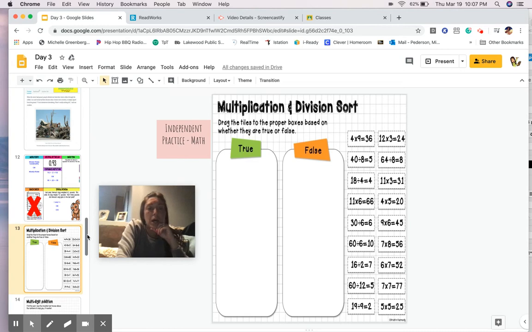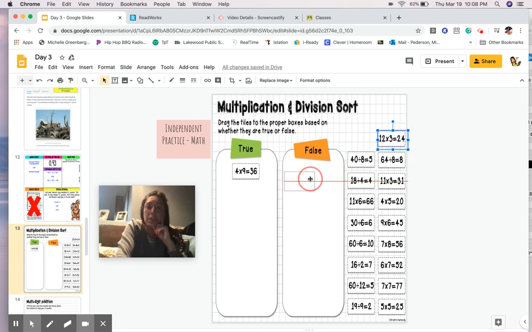This one, you guys are just going to sort if it's true or false. So if 4 times 9 is 36, that's true. You would move it in the true box. If 12 times 3 is 24, I know that it's not, so it's going to go in the false box. So that's what you're going to do for the rest of these. You're going to sort them into true and false.